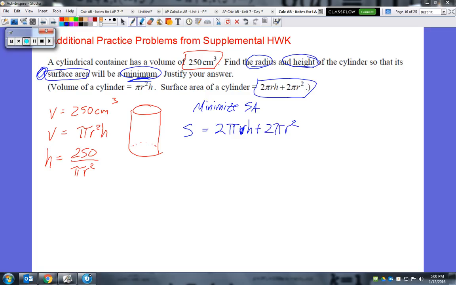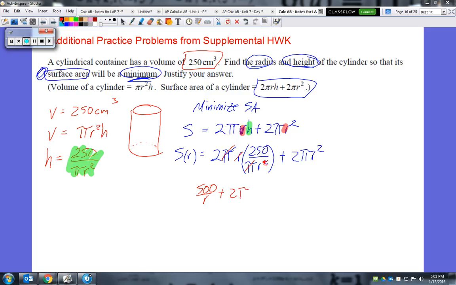Now you should see I have two variables. I have r's and I also have h, but I need one variable. Over here I'm going to substitute this 250 over pi r squared where you see the h. So then s of r is 2 pi r times 250 over pi r squared, plus the 2 pi r squared. From here we should simplify it. Why not? Simplify what you have so that when you're deriving or putting it in the calculator, you're putting in less. So this will become an r on the bottom, so that we have 500 over r plus 2 pi r squared. Okay, this is s of r.